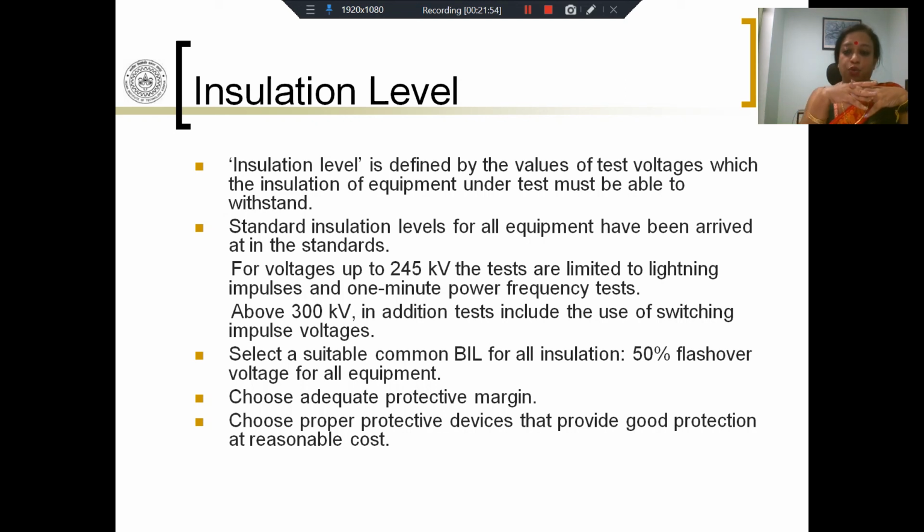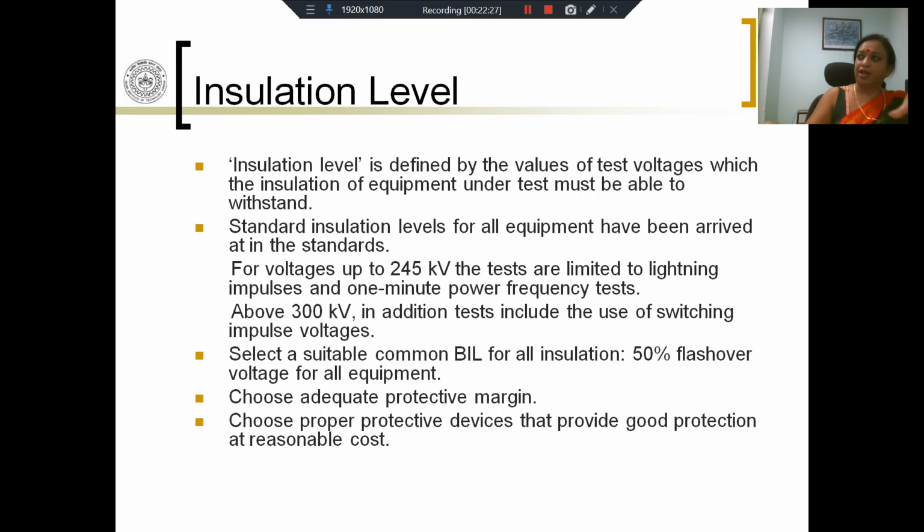In fact, you do not only test for simple switching impulses, you test for all kinds of switching impulses, which we will discuss in the next chapter. Now, once you have all these tests and voltage levels, you select a suitable common BIL for all insulation. This is the basic insulation level. And this basic insulation level should be above the 50% flashover or 50% puncture voltage for all equipment. That means you are choosing a common level, so you don't keep on choosing insulation levels separately for every equipment.